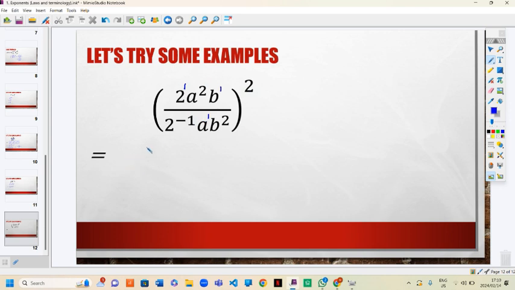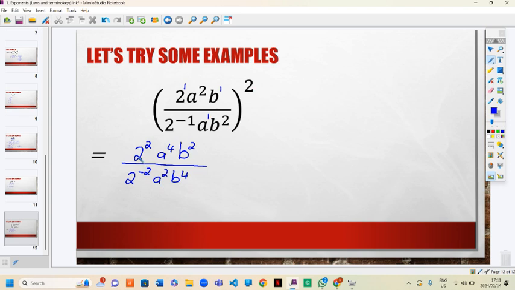So let's see. I've got 2 to the power of 1. So 1 times 2 is 2 to the power of 2. Then I've got a to the power of 4, that's 2 times 2. B to the power of 2, that's 1 times 2. All over 2 to the power of negative 2. Negative 1 times 2 is negative 2. A to the power of 2, that's 1 times 2. And we've got b to the power of 4, 2 times 2.